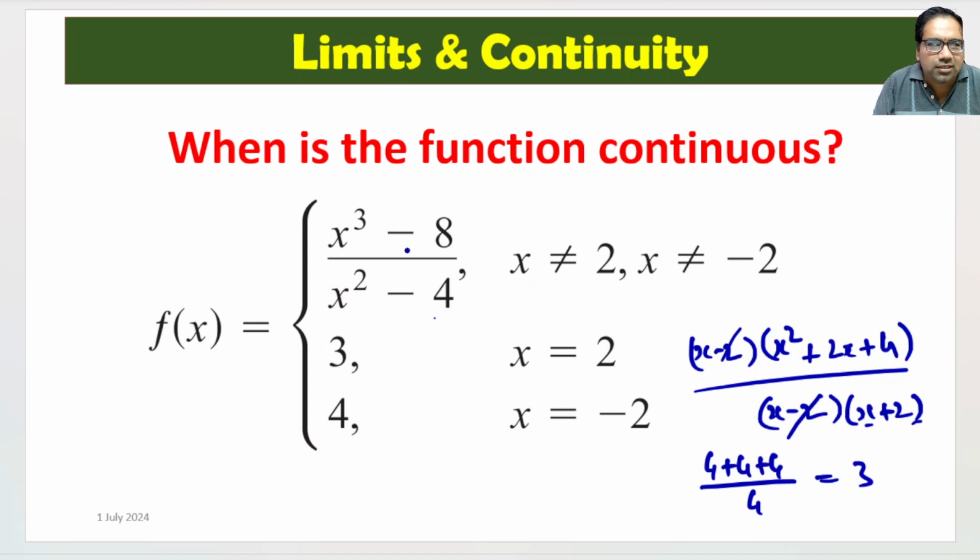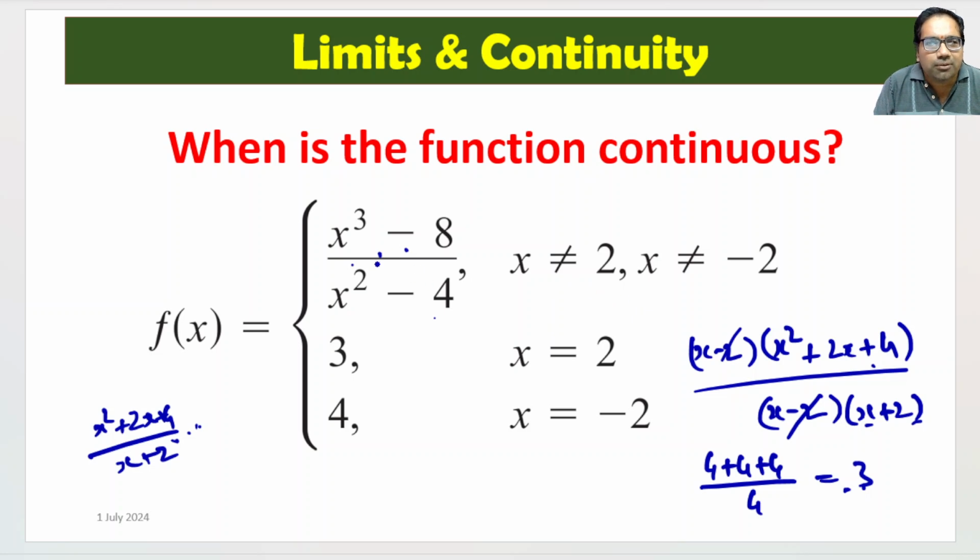So this function is equivalent to this function as long as x is not equal to 2. Basically, this function is identical to (x square plus 2x plus 4) by (x plus 2) as long as x is not equal to 2, right? So this function is not defined at x equals 2, but this one is defined at x equals 2. So we'll say the limit is actually 3, because this function is taking the value of 3. So only the 3 is missing from this function when x equals 2.